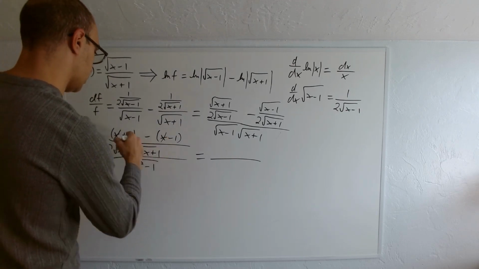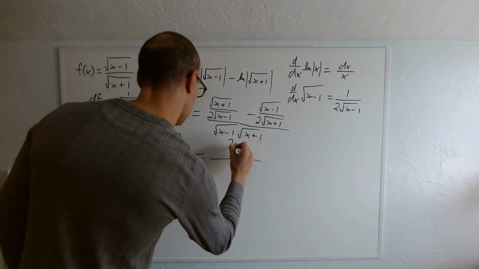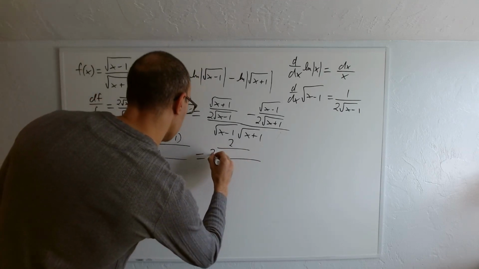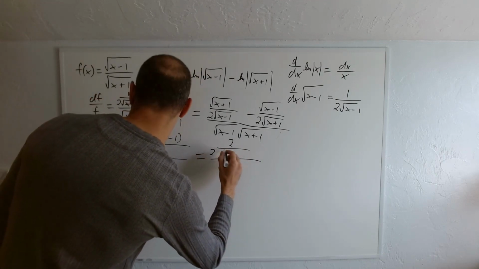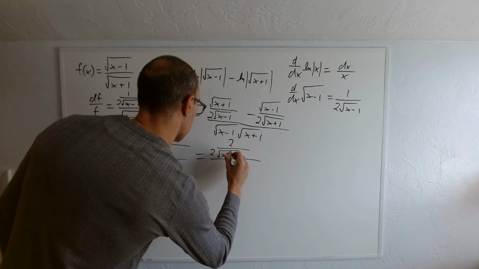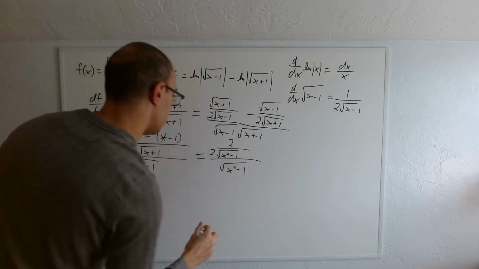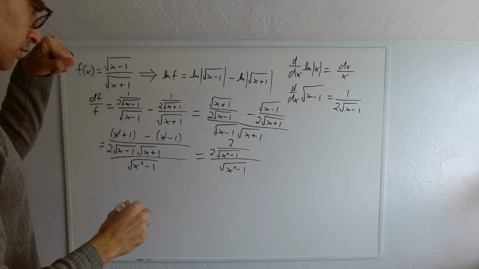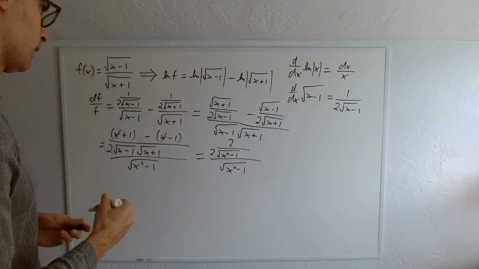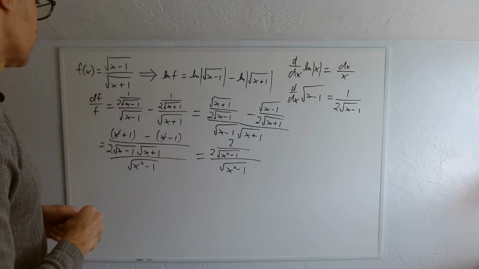Okay, these cancel. 1 minus a negative 1 is 2 over 2 square root x squared minus 1 over square root x squared minus 1. Why is this not looking right?